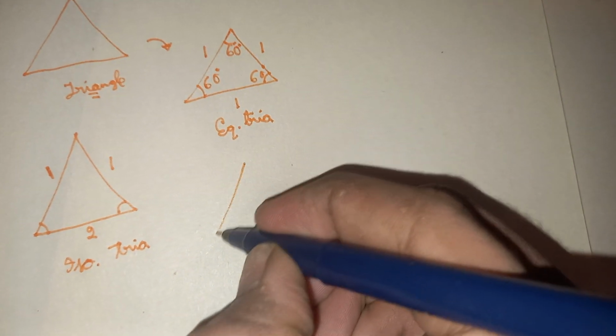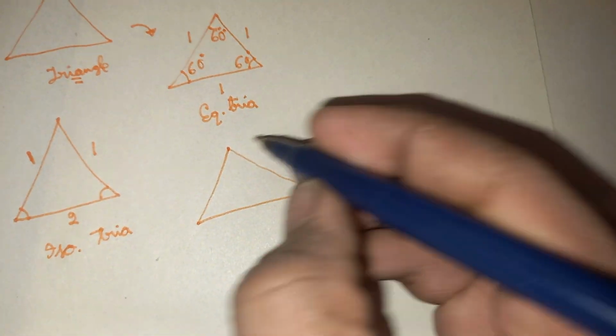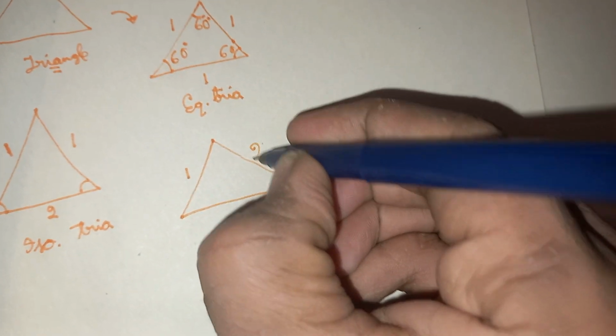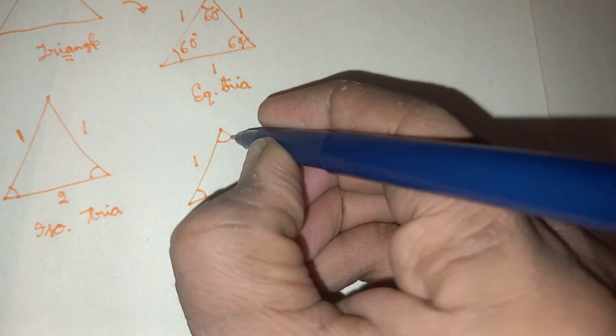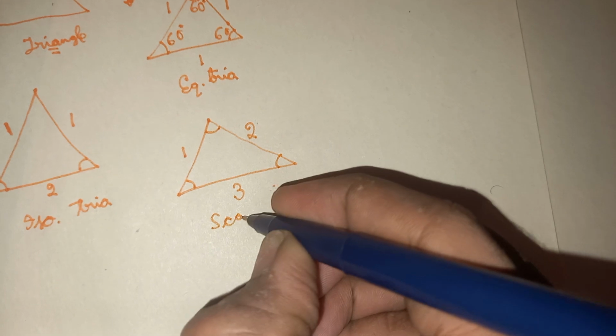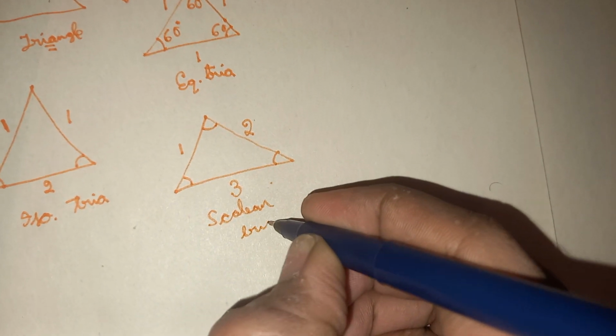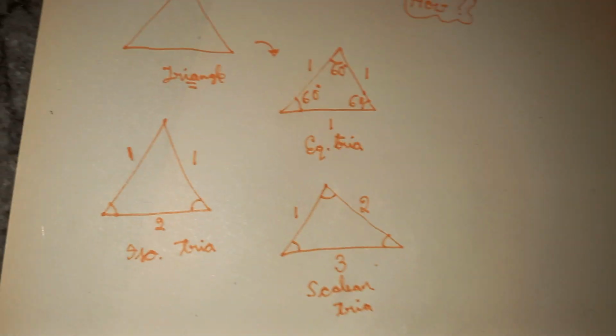And next you get another triangle, which is known as a scalene triangle. It has all three sides different and all three angles different. That is a scalene triangle. There are even more types of triangle.